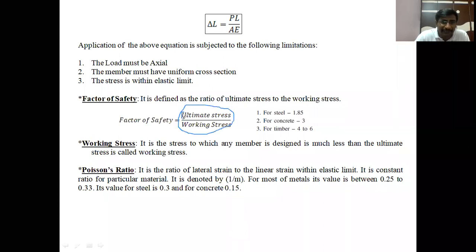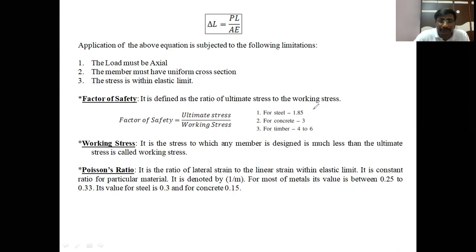In this, ultimate means the maximum stress that can be induced in the material. That means up to that stress the material can withstand. In the denominator, working stress is there. Working stress means that the member of that material is designed up to that stress. So this working stress is always less than the ultimate stress. That's why the factor of safety is always more than 1.